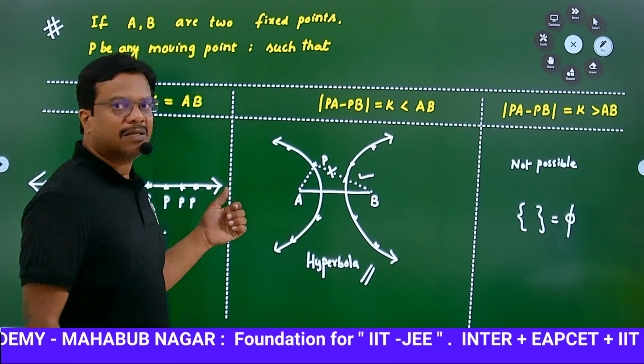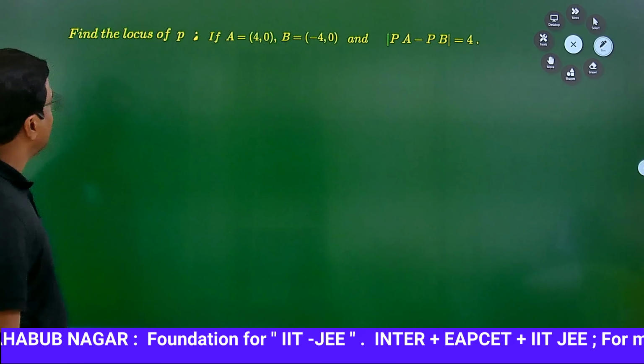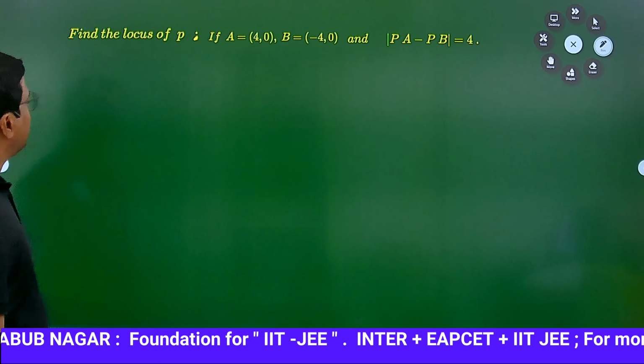Let us discuss a problem based on it. See this. Find the locus of P if A is (4, 0), B is (minus 4, 0), and the difference between PA and PB is given as 4. Let P(x, y) be any locus point. A has coordinates (4, 0), and another point B has coordinates (minus 4, 0), and here the condition also given is mod PA minus PB equals 4.